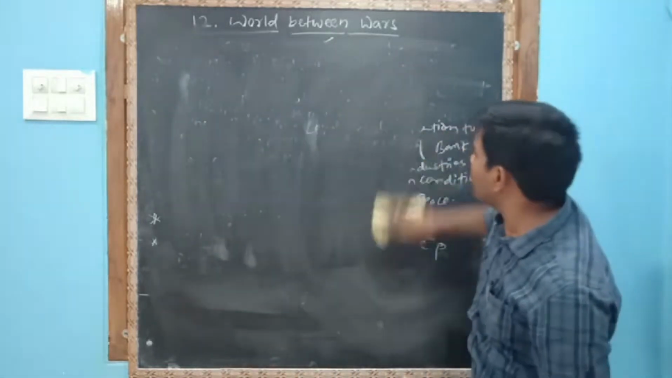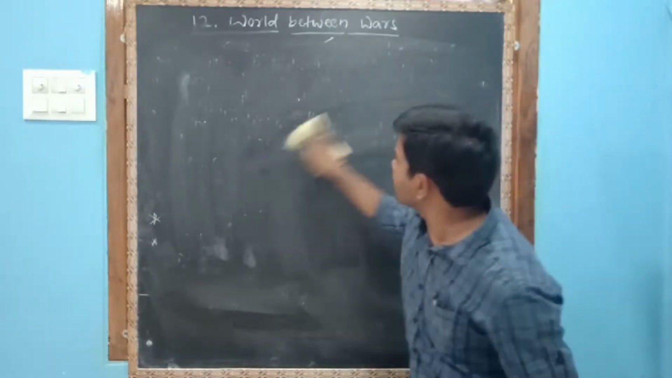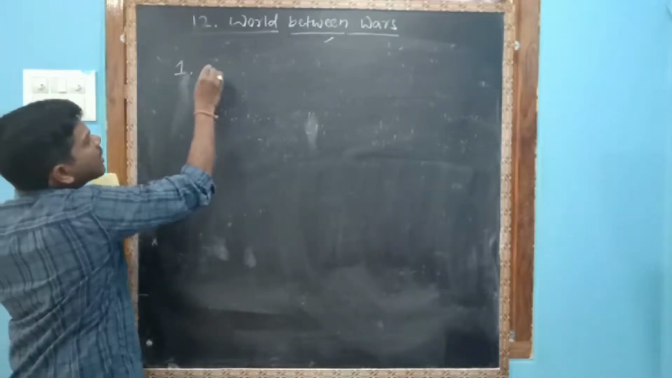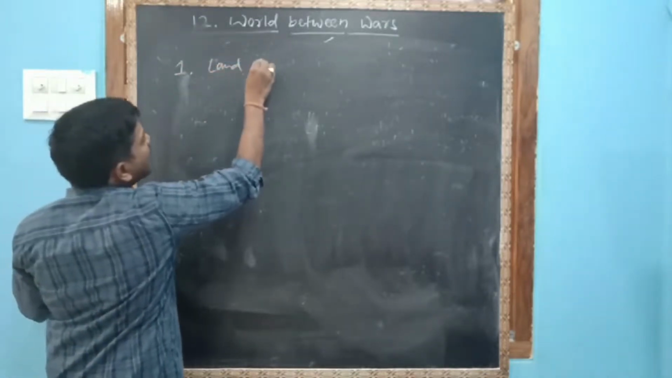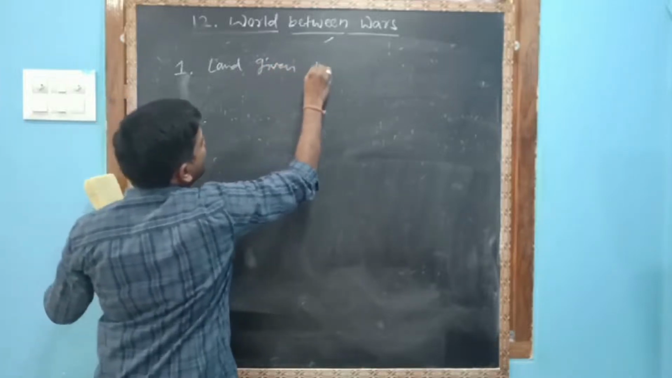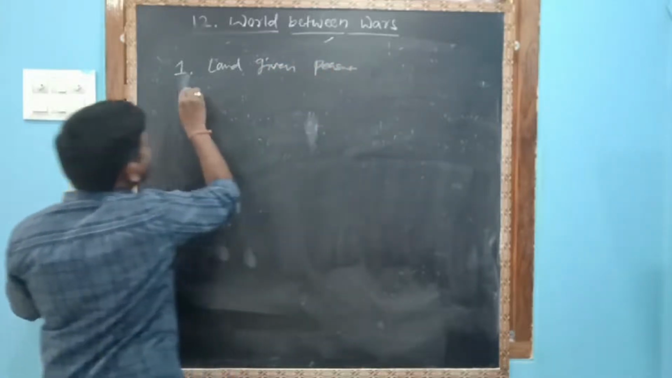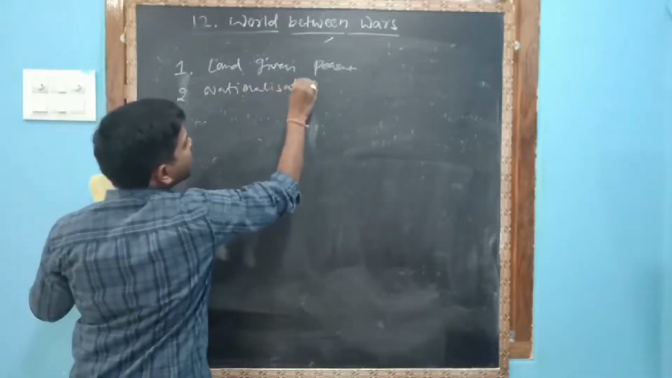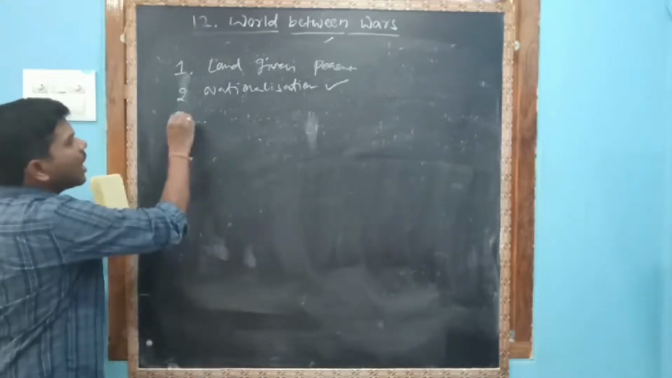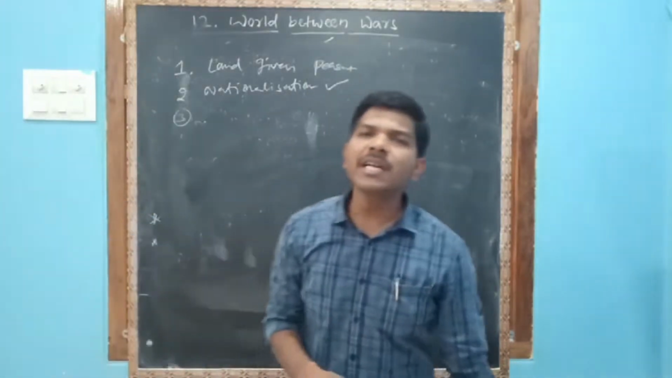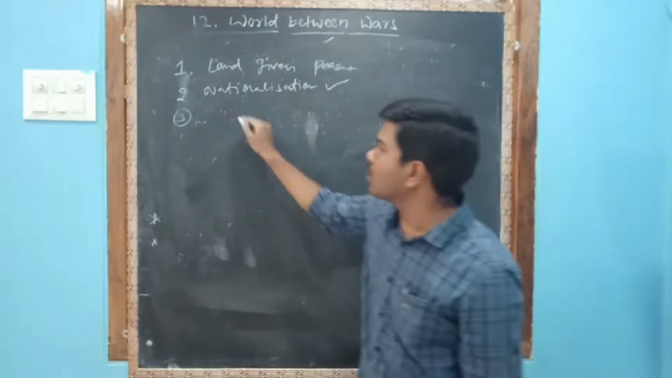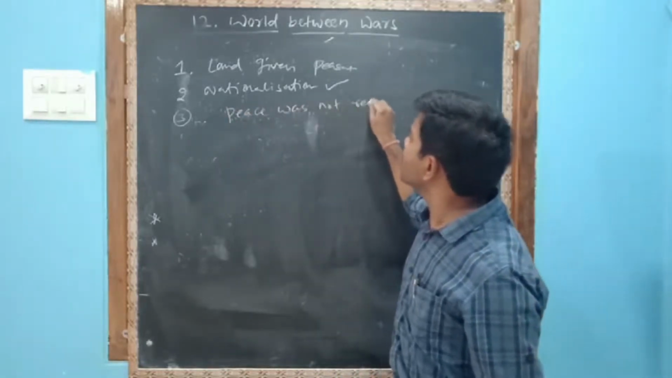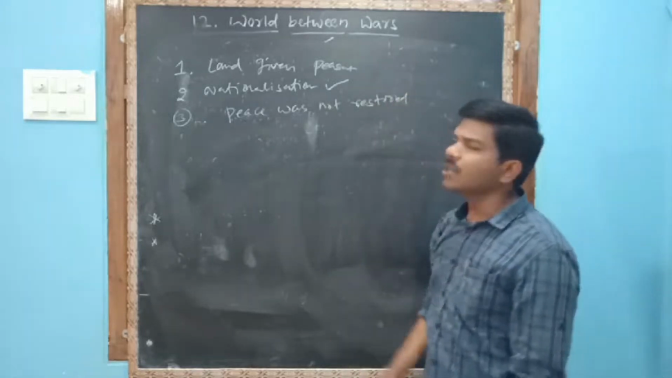So did Lenin fulfill his promises or not? Let us see. First promise, land was redistributed. Land was given to peasants. Nationalization of banks and industries was also done. And the third one, immediate and unconditional peace, was not restored.